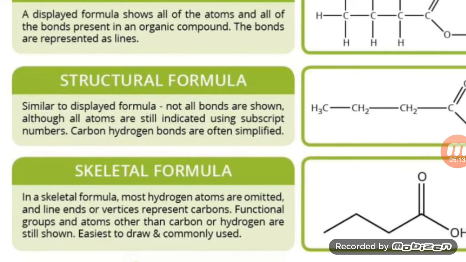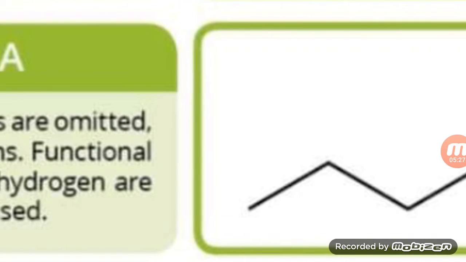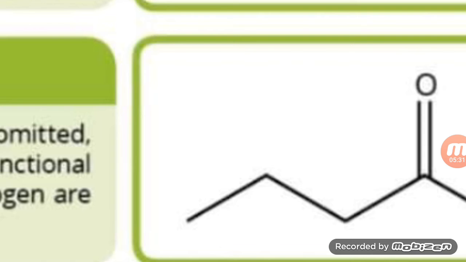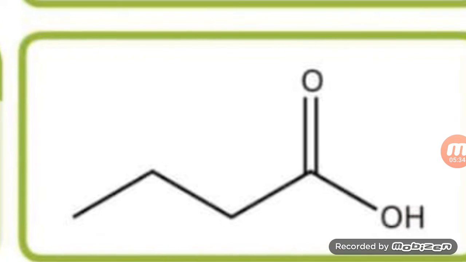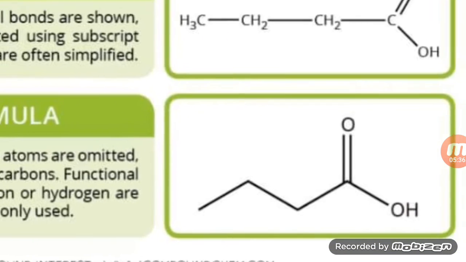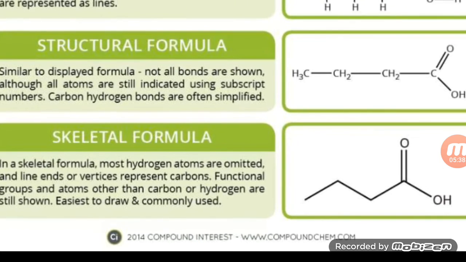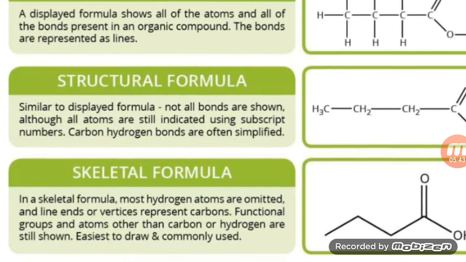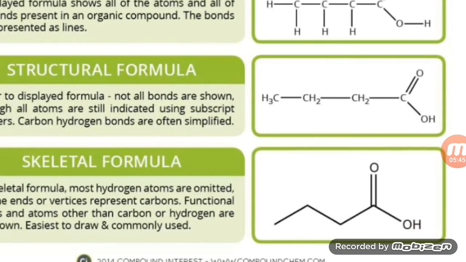In skeletal formula, most hydrogen atoms are omitted. The word omitted indicates that we are not writing them down in a molecule. And the line ends with vertices represent carbon. Like this end has carbon, this end has carbon, this end has carbon. So each corner has carbon. Functional groups and atoms other than carbon and hydrogen are still shown. It is the easiest to draw and commonly used.